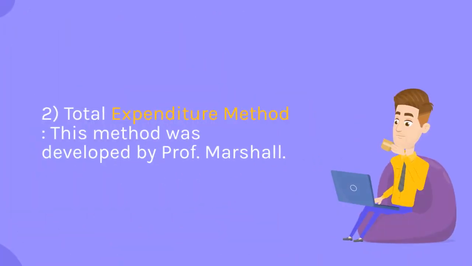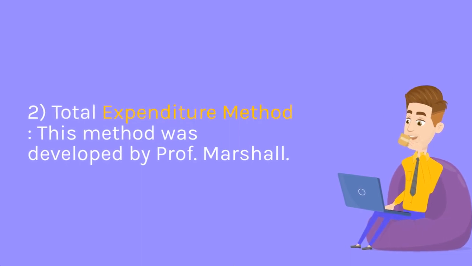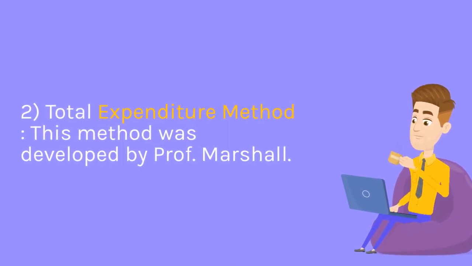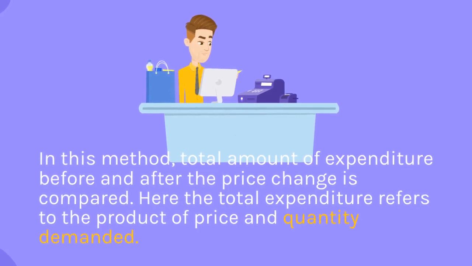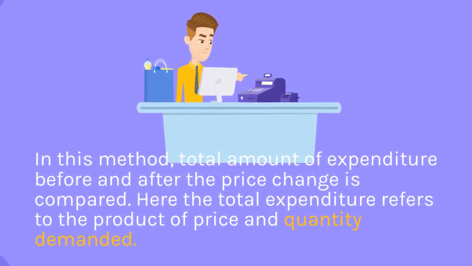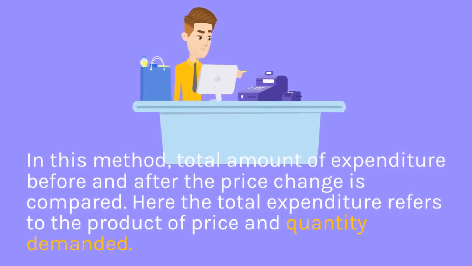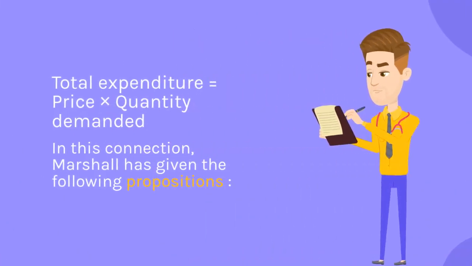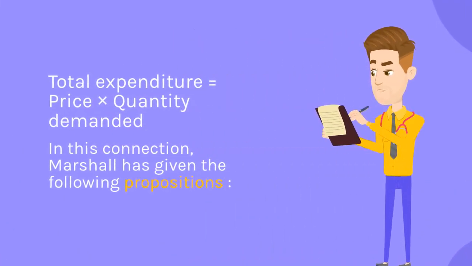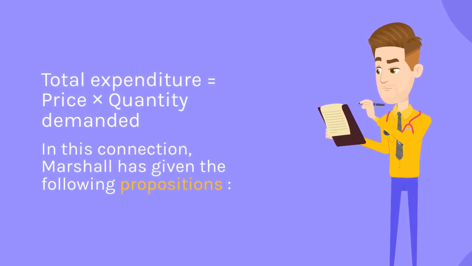2. Total expenditure method. This method was developed by Professor Marshall. In this method, total amount of expenditure before and after the price change is compared. Here the total expenditure refers to the product of price and quantity demanded. Total expenditure equals price times quantity demanded. In this connection, Marshall has given the following propositions.